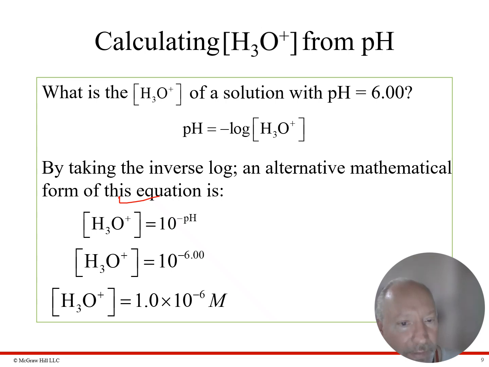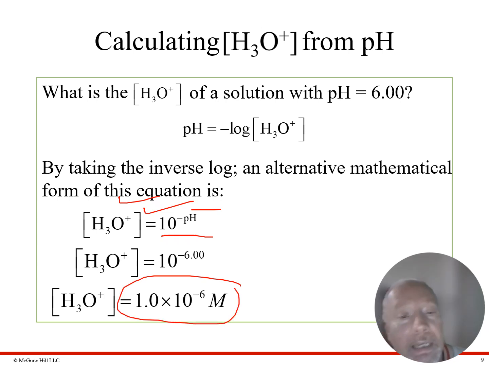We take the inverse log of this negative log, and we end up with H3O plus, the hydronium cation, equals 10 to the -pH. So we can get the concentration of the hydronium cation from the pH value. This can work both ways. By this equation, 10 to the negative pH, we can put in a 6 here, and we get 1.0 times 10 to the -6 molar.